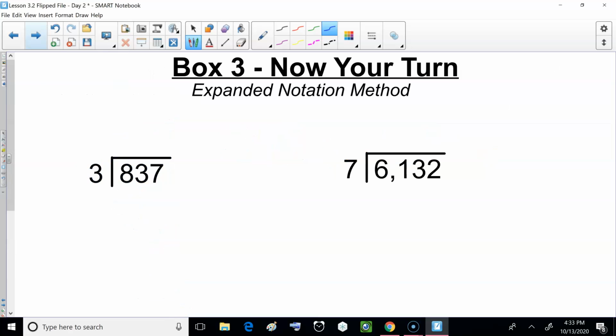So now it's your turn to try. Box 3, it's now your turn. The expanded notation method. We got 837 divided by 3. And 6,132 divided by 7. You can pause the video, look at your examples, and good luck solving using the expanded notation method.